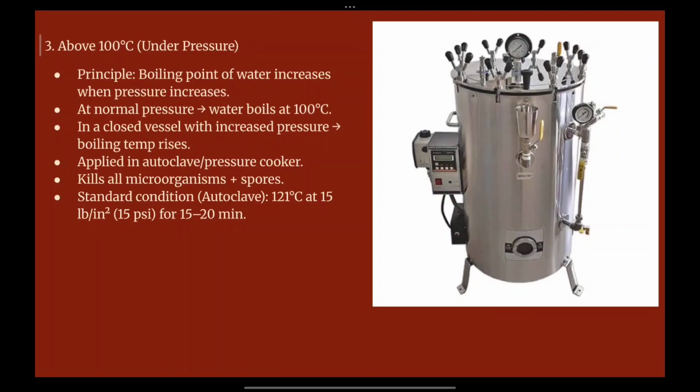Now above 100 degrees Celsius is the third type of moist heat sterilization. Here the articles or materials are sterilized under pressure. The principle here is that the boiling point of water increases when the pressure increases. At a normal pressure, the water boils at 100 degrees Celsius, but in a closed vessel with increased pressure, the boiling temperature rises. This principle is applied in autoclaves or pressure cookers. This process kills all the microorganisms and spores.